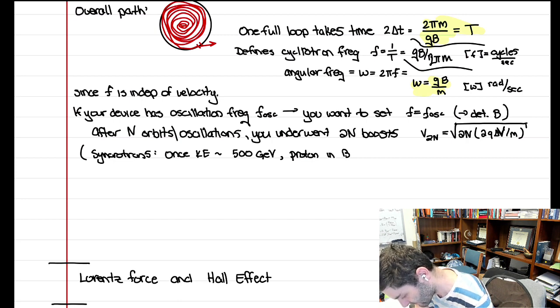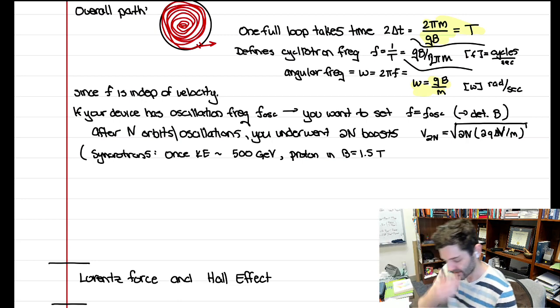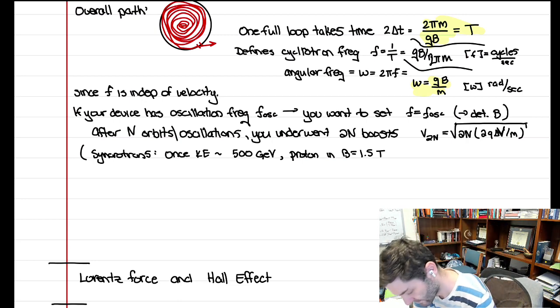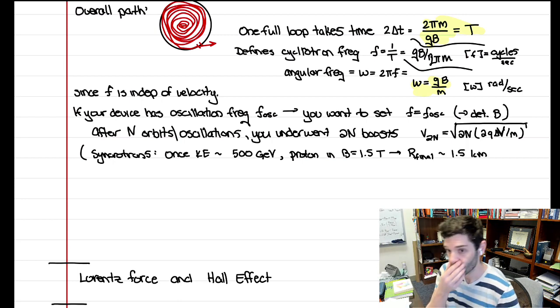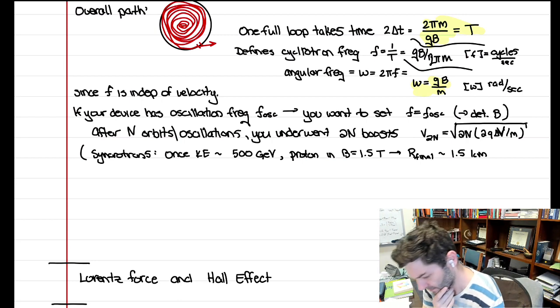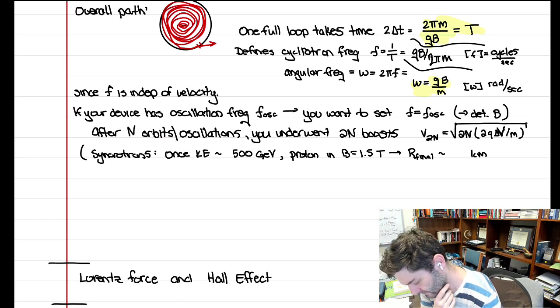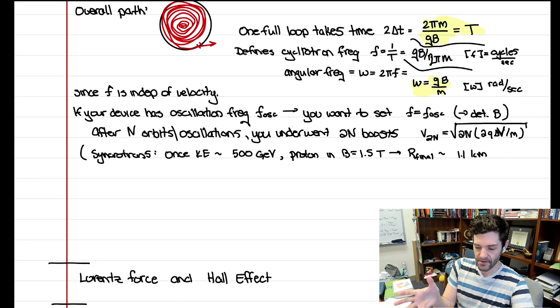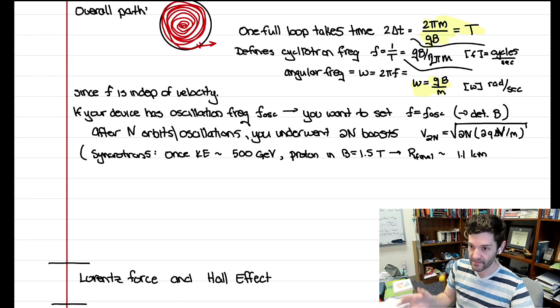in a modest electromagnet that maybe has a magnetic field of 1.5 teslas, the final radius is something on the order of 1.5 kilometers. Sorry, more like 1.1. So again, constructionally, this is becoming somewhat demanding.